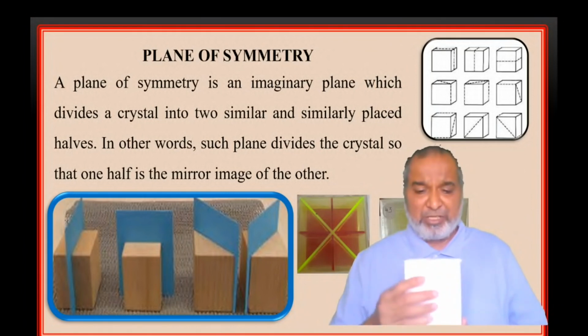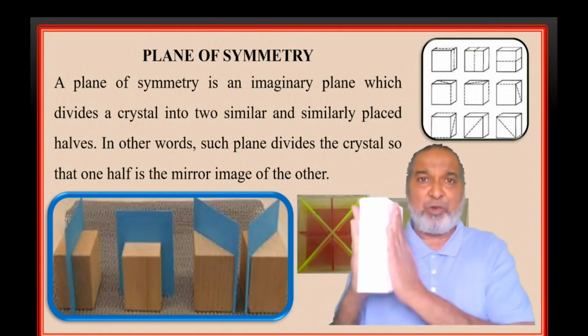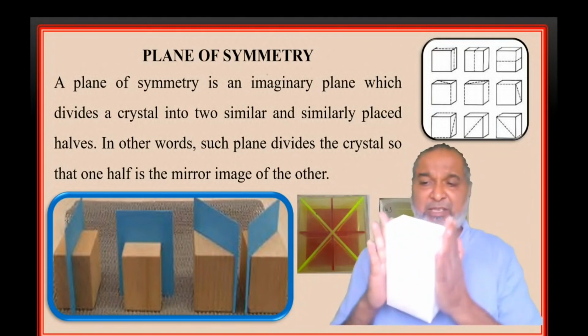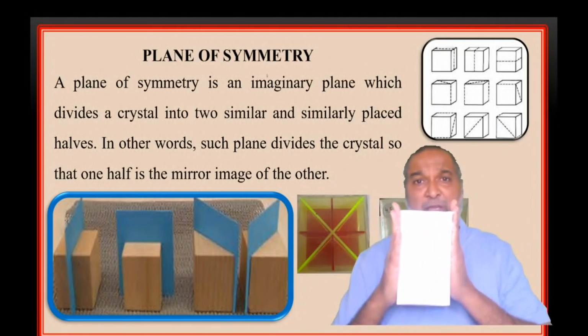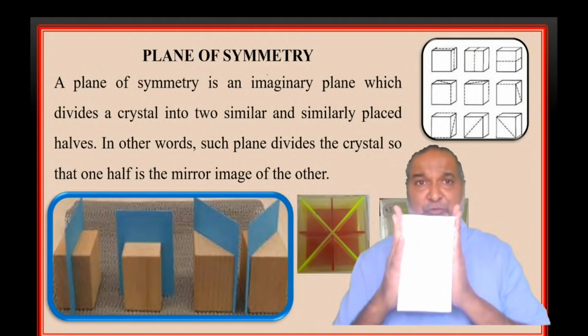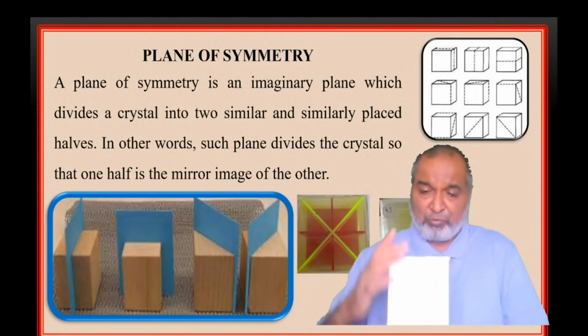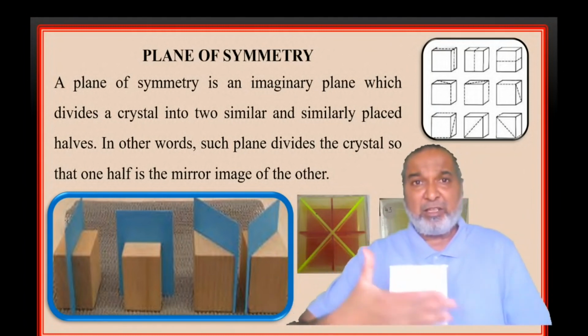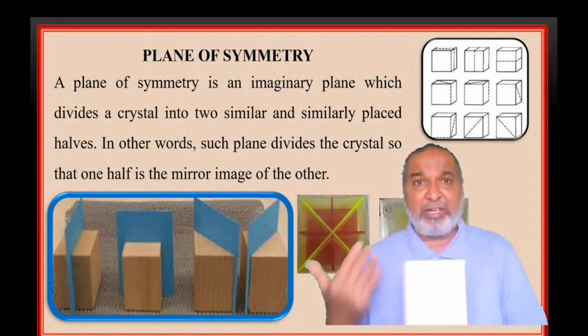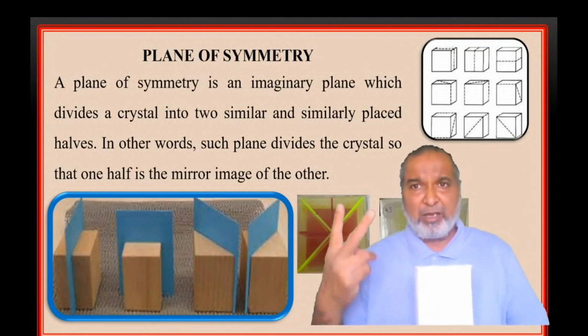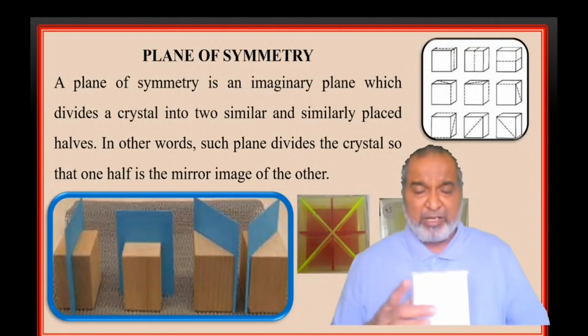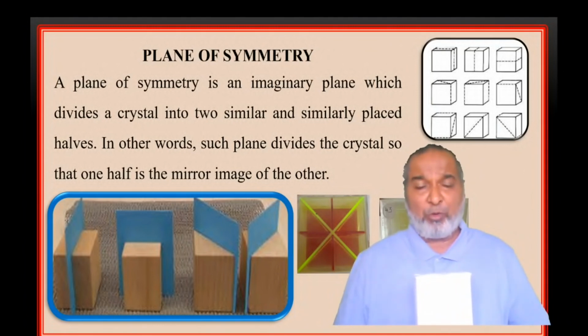Here, in this particular model, this face and this face, these two are identical. This face and this one are a pair. This is another pair of two similar faces, and this one and this one. So here three different pairs are there, three pinacoids. Whenever a pair of two similar faces is there, we simply call it a pinacoid.